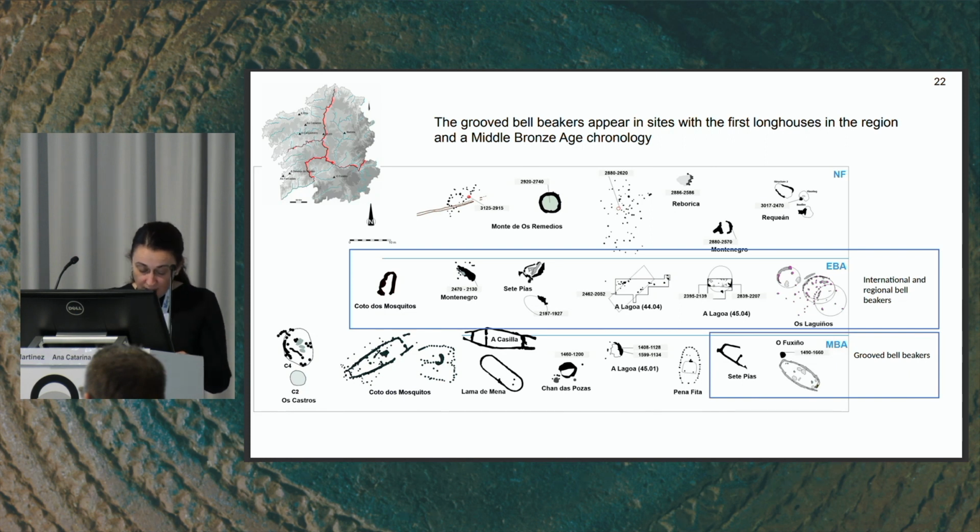The grooved Beakers, the Epicampaniforme, appear in sites with the first longhouses in the region for the moment, and are probably of Middle Bronze Age chronology. I know it is very complicated, but that is the data now. Documented in settlements and in ritual sites, not directly in burials. But really we have only a few sites for this grooved Beaker.